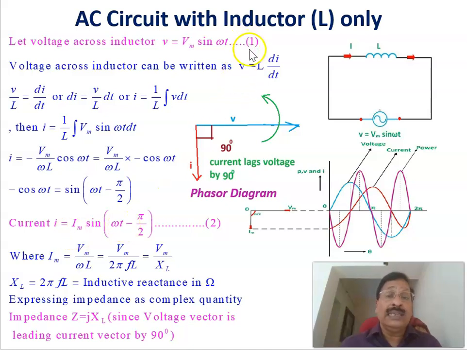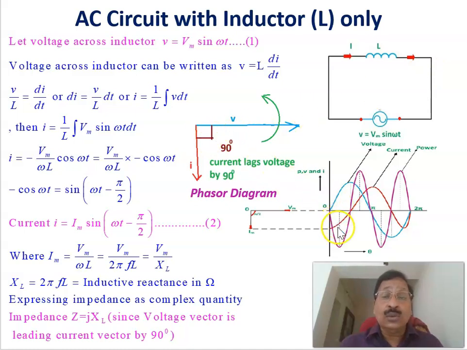That is represented as the maximum current Im into sin omega t minus pi by 2, meaning that the current is lagging the voltage. If you look at equations 1 and 2, the current is lagging the voltage by 90 degrees. That is why, if you see the waveform here, the current is lagging the voltage by 90 degrees in the case of a pure inductive circuit.